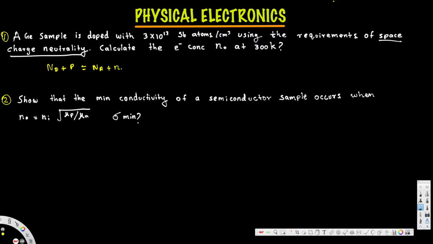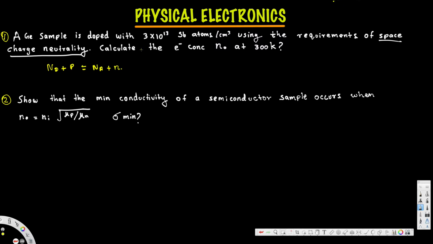And here they are saying this is antimony atoms, right? Doped with antimony atoms. Antimony atom is a pentavalent impurity. So this is going to be an N-type semiconductor, right? For an N-type semiconductor, most of the carriers are going to be electrons, since donors provide electrons. So we are going to have electrons most of the time.